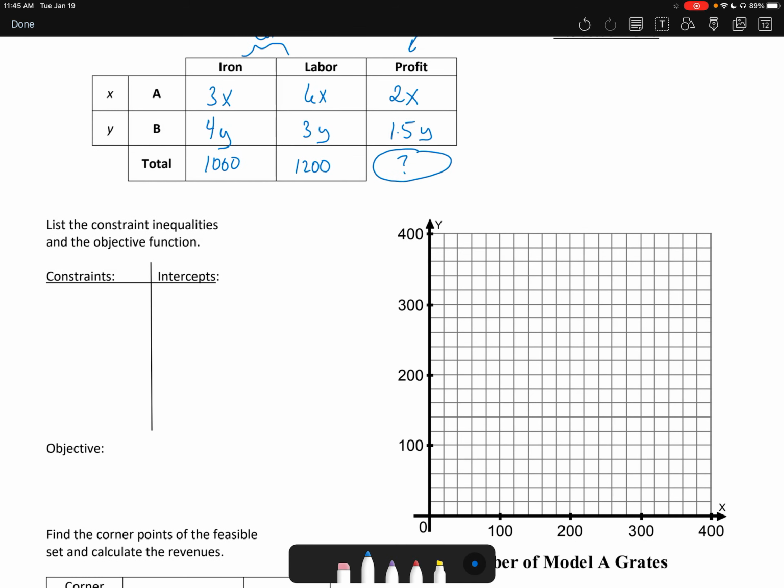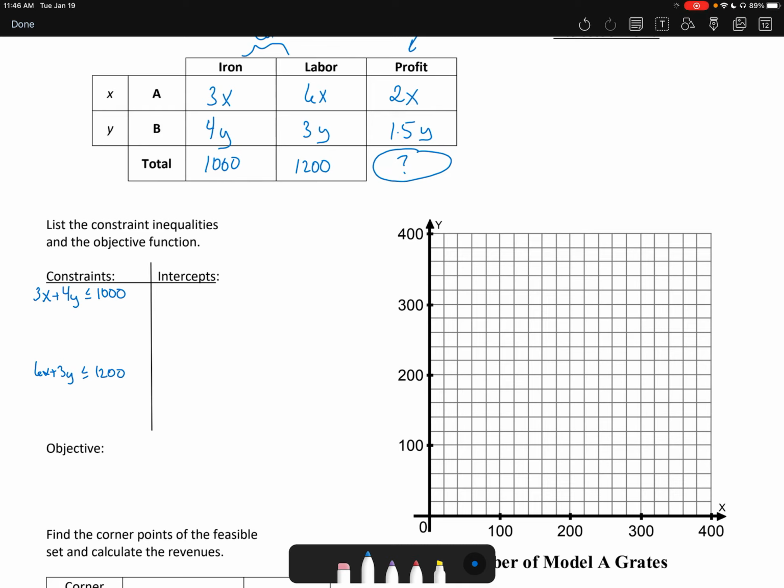Okay, so from here, we're going to go down and look at our constraint equations. Our inequalities, really, are going to be that 3x plus 4y has to be less than or equal to 1,000, right? They don't have to use all 1,000 pounds, but that's the most that they could use. And same with labor. We've got that 6x plus 3y has to be less than or equal to 1,200. They don't have to use all labor hours, but that's the max that they can use.